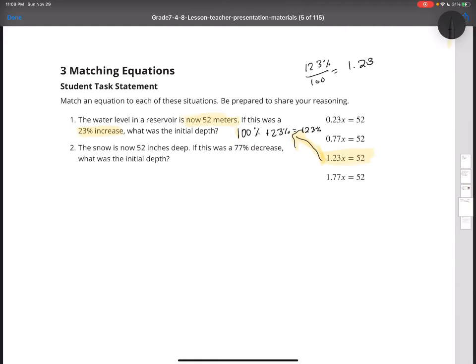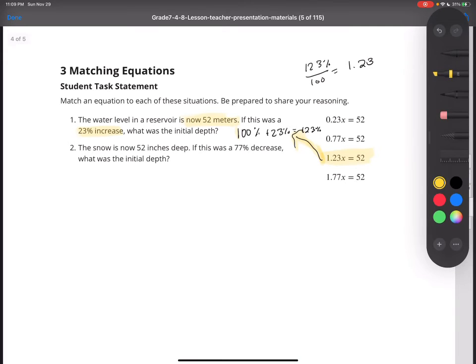Now the next one, it says the snow is now 52 inches deep. If this was a 77% decrease, what was the initial depth? Now, I'll highlight in a different color. Let's do green.